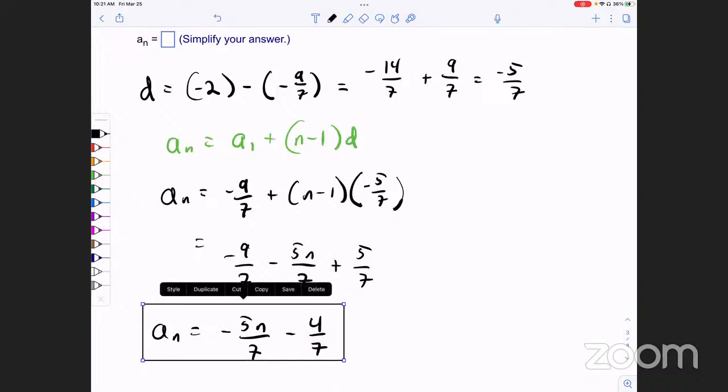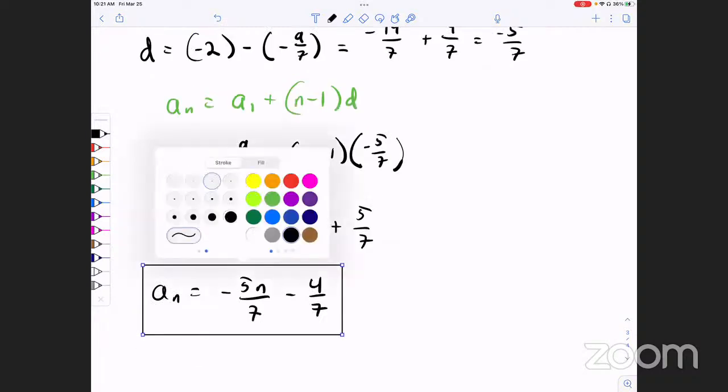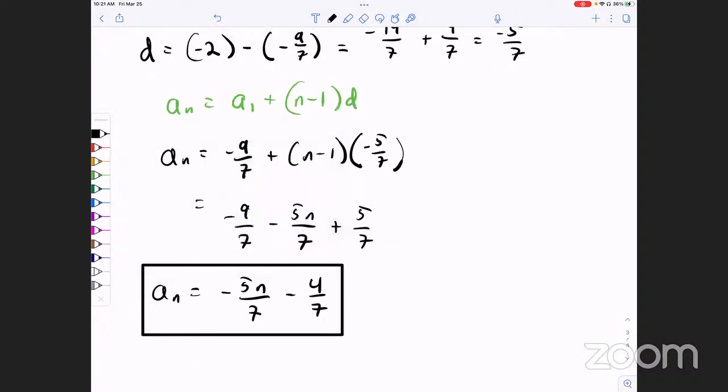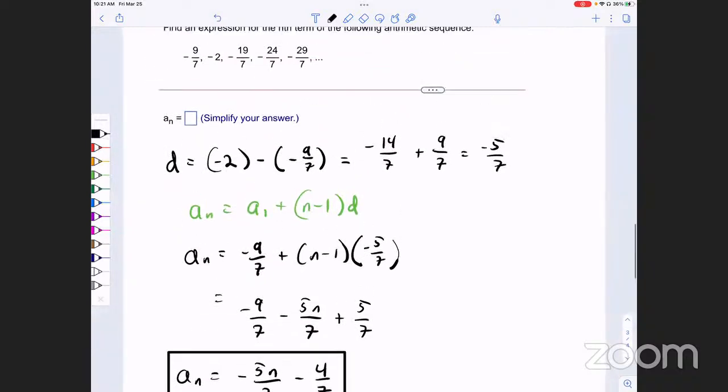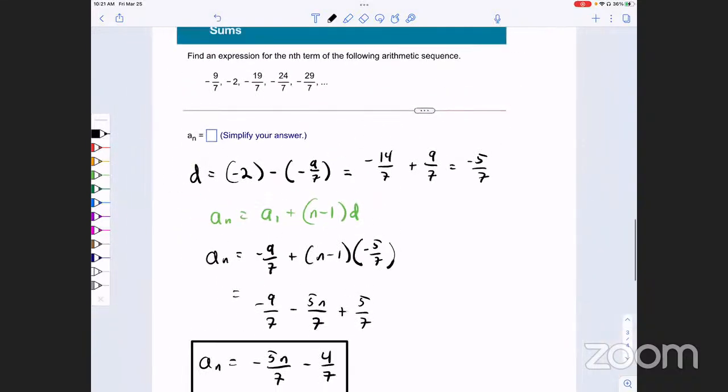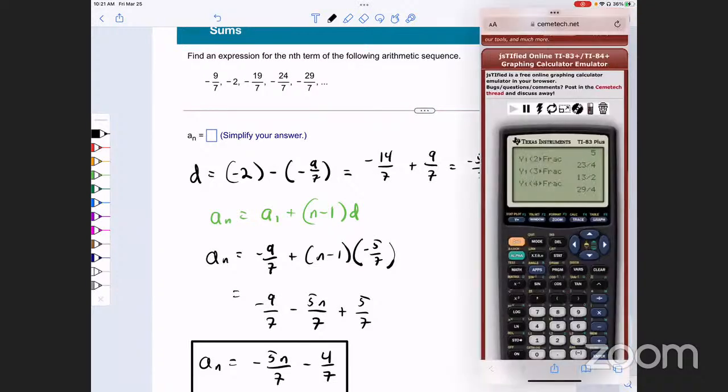Okay, let's see how we do. So we could check these and make sure that they work. Let's check it since we can. Whenever you can, you definitely want to check it. You don't always have that luxury of checking, but if you can, you should.